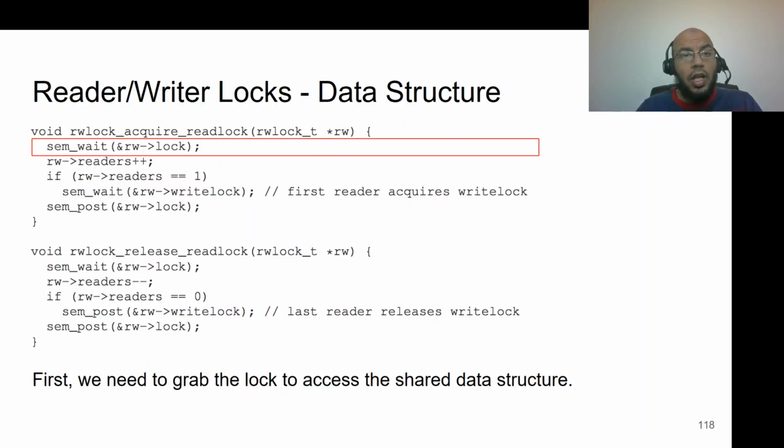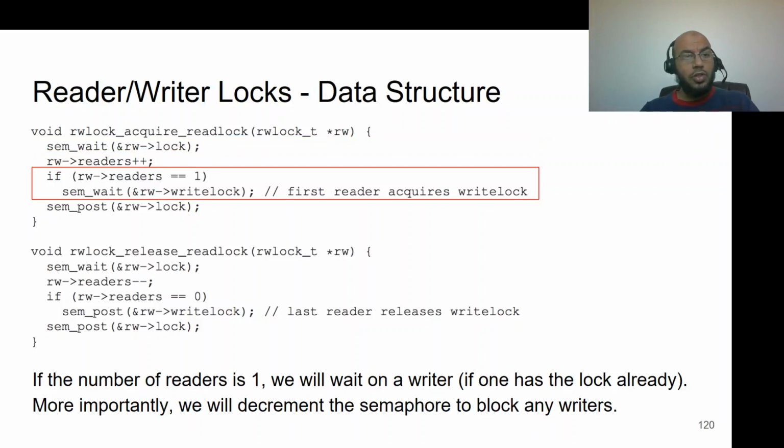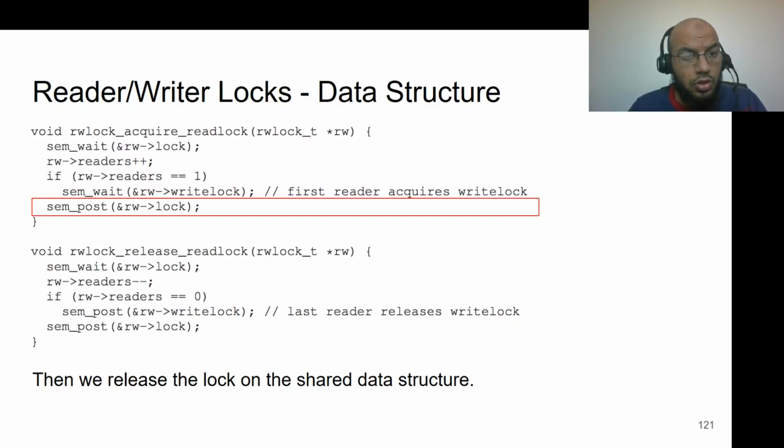If any writers have the write lock, then you will have to wait for it. If no writers have the write lock, then you acquire the write lock. So now you have the write lock, and then you post the lock. You release the general lock.